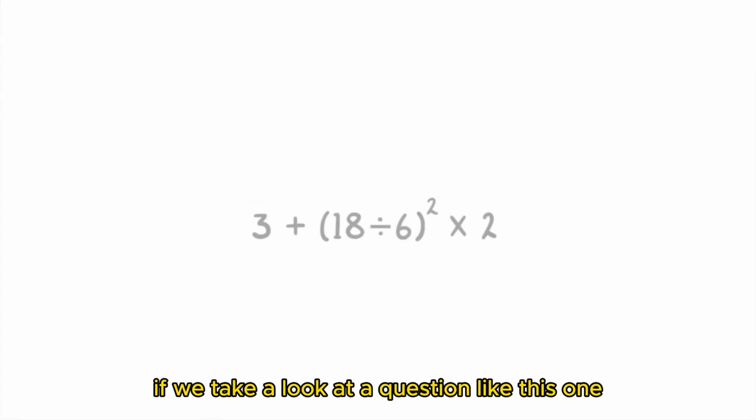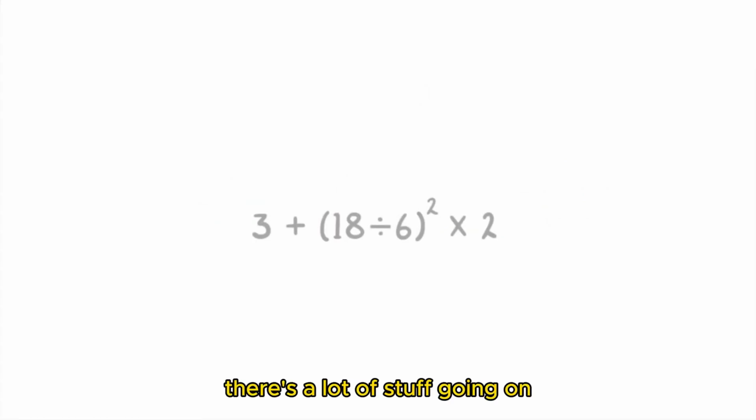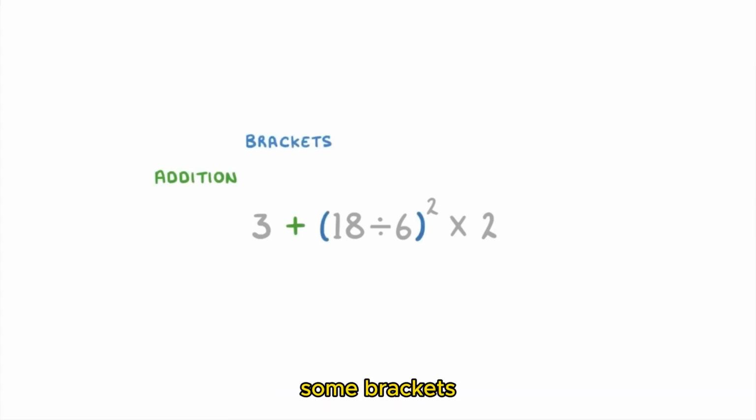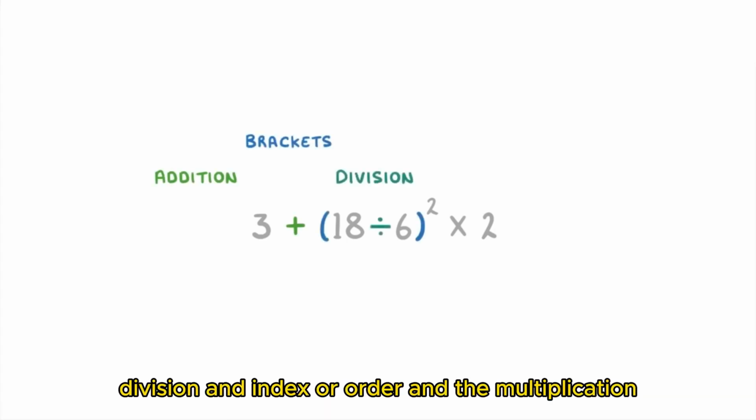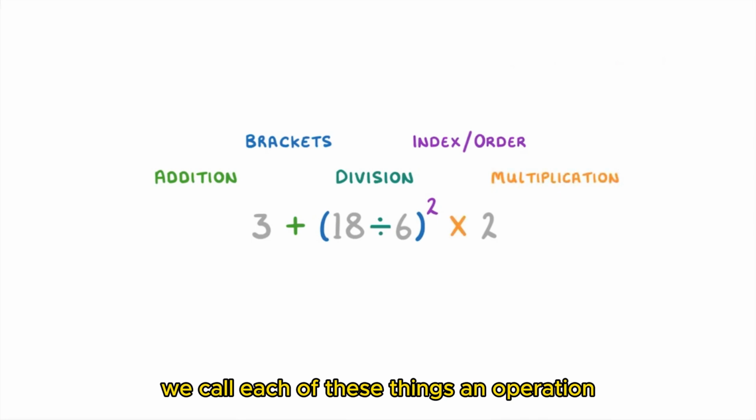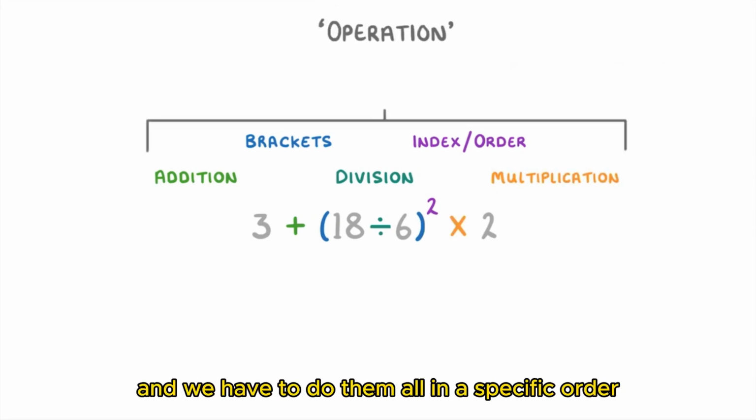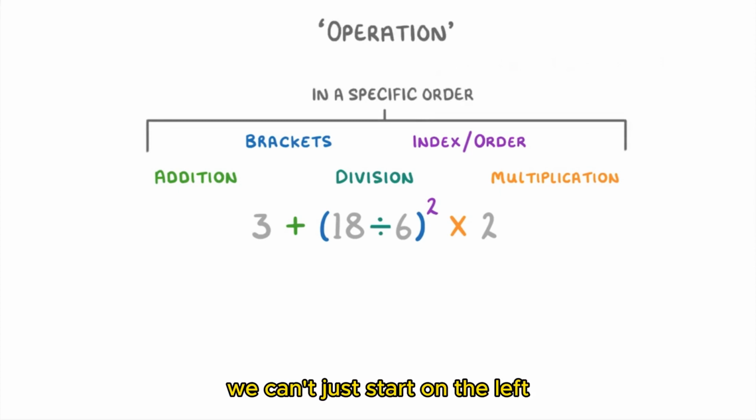If we take a look at a question like this one, there's a lot of stuff going on. There's an addition, some brackets, division, an index or order, and a multiplication. We call each of these things an operation. And we have to do them all in a specific order. We can't just start on the left and work our way through.